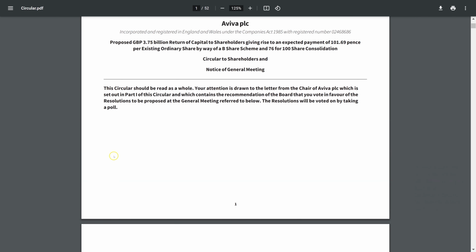In this example, Aviva returned 101.69 pence per existing ordinary share to shareholders on record at 6 p.m. on Friday, the 13th of May 2022, via the issue of redeemable preference shares combined with a 76-100 consolidation of the Aviva shares.